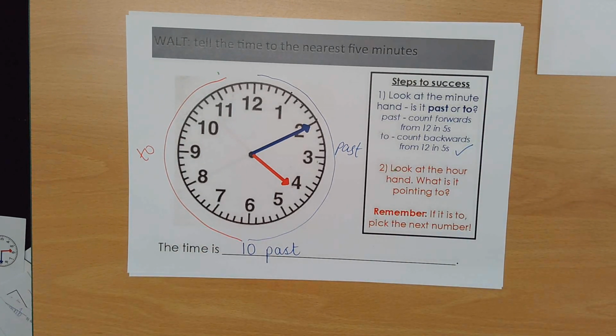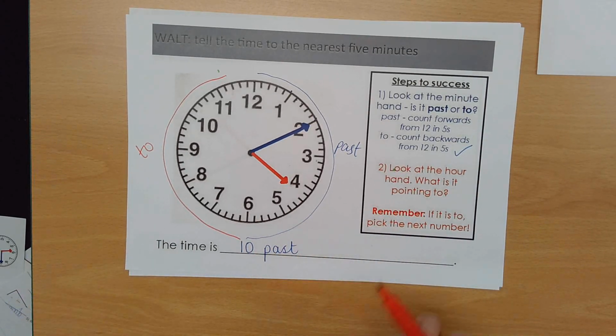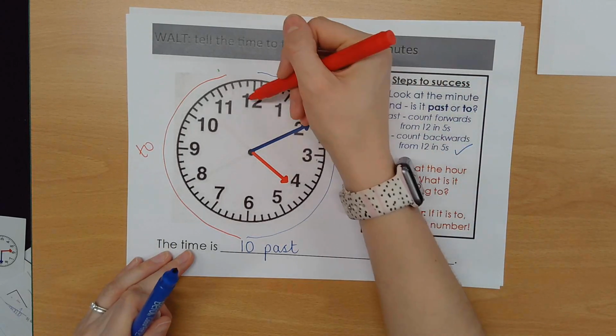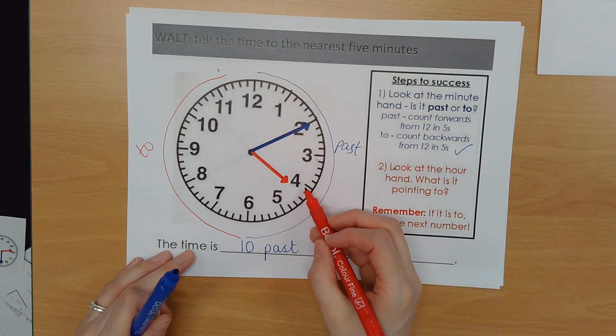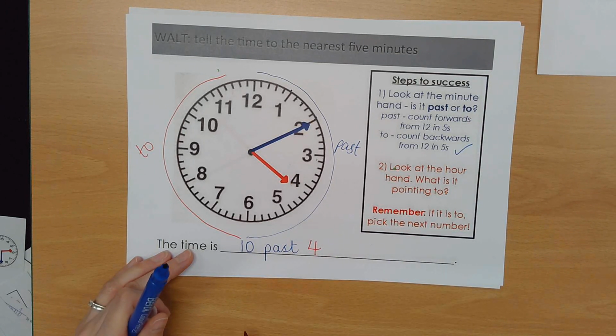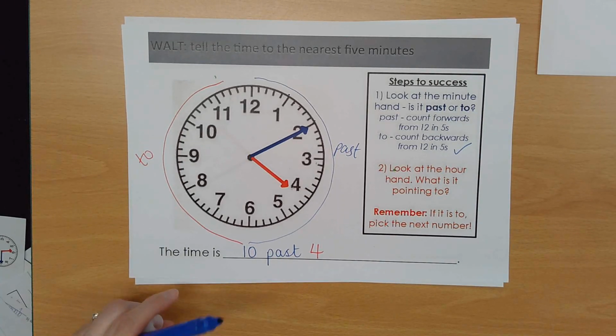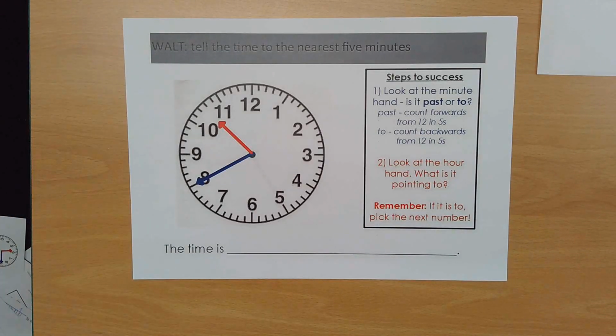And now I need to look at the hour hand. What is the hour hand pointing to? Now remember, this is a bit trickier because it's right a little bit in the middle, but it's only gone 10 minutes past the hour, and it's just slightly past 4, so it's 10 past 4, okay? It's not 10 past 3 because it's past the 4, it's between the 4 and the 5. 10 past 4. Okay, let's look at a couple more examples.